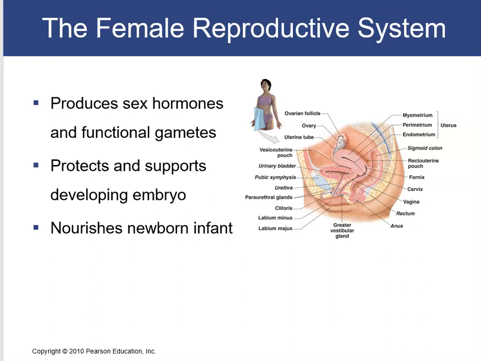Next, we're going to look at the female reproductive system. The female reproductive system produces the sex hormones and functional gametes just like the male does, but the female has a few additional functions. One is to protect and support the developing embryo, and then to nourish that newborn infant.